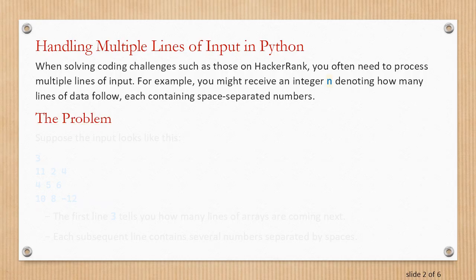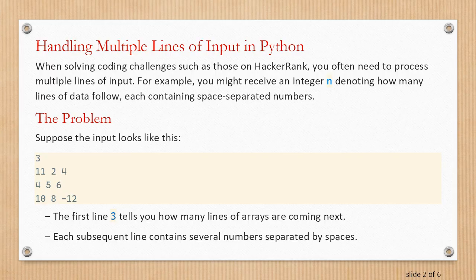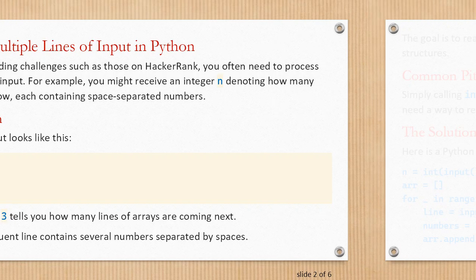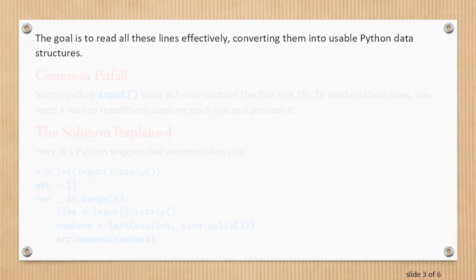The problem. Suppose the input looks like this. The first line, 3, tells you how many lines of arrays are coming next. Each subsequent line contains several numbers separated by spaces. The goal is to read all these lines effectively, converting them into usable Python data structures.